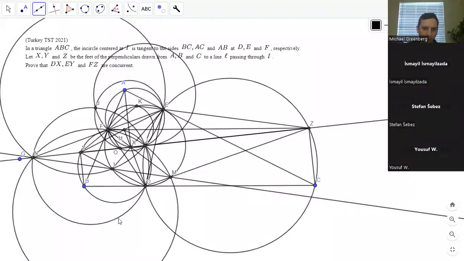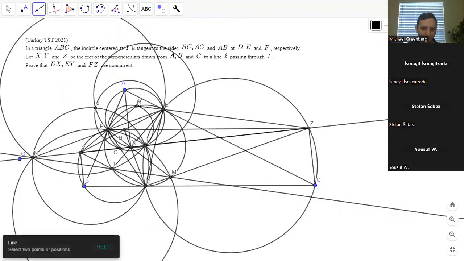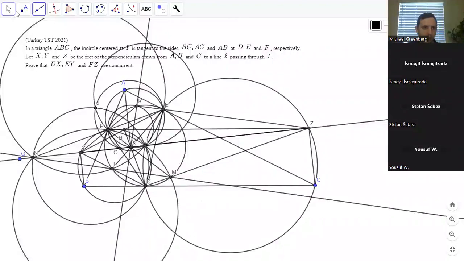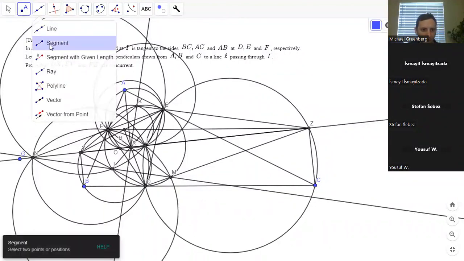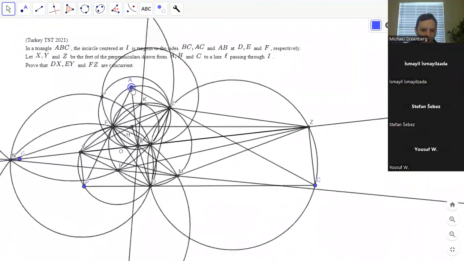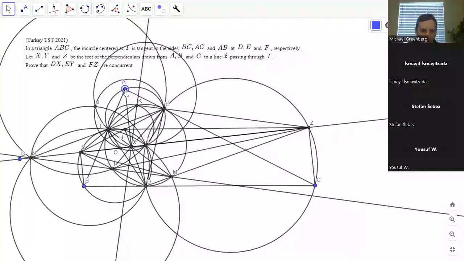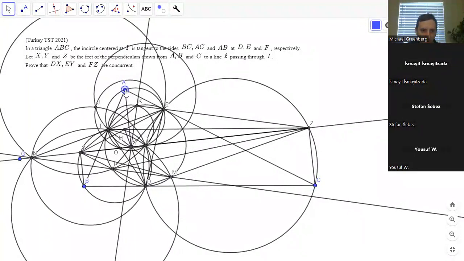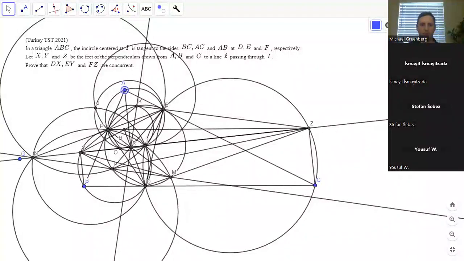It almost looks like, so DX, it almost looks like by symmetry we'd have KX, YM, and ZL concurrent. Let's see if that's true. Yeah, so there's almost like a symmetry here. It's kind of interesting. Maybe if we can show one, it proves the other. There's just so much going on here.